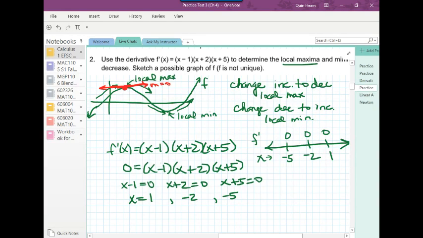We're going to continue with the process of constructing a sign chart for the first derivative. The first step is to set the derivative equal to 0. And this is a nice factored polynomial, so we can solve it very easily. Either x minus 1 is 0, x plus 2 is 0, or x plus 5 is 0. So that would mean x is 1, -2, or -5. We're going to put those on our sign chart for the first derivative. It does not have to be an exact scale. The only thing that's important is that they're in the correct numerical order.